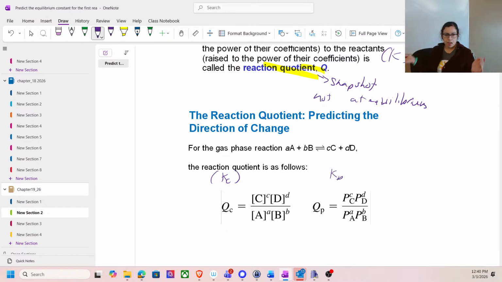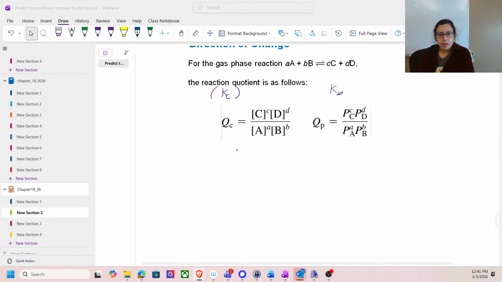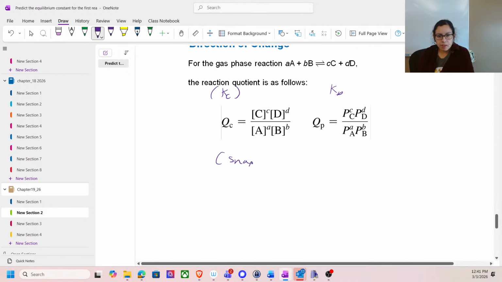So again, we can look at our snapshot in relationship to molarity, or if we're looking at gases, it doesn't matter. Maybe I'll just re-emphasize that this is our snapshot, so not at equilibrium with our Q there, but everything else follows the same.